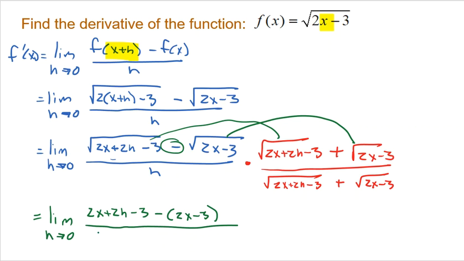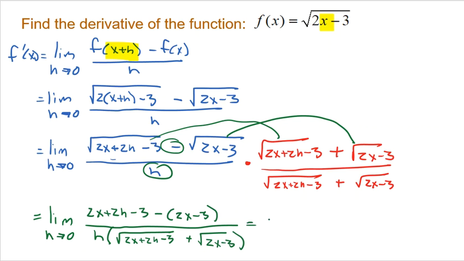And in the denominator, I have h, don't forget about that h, times, again, this is going to be ugly, but I got to write it. It's that conjugate, square root of 2x plus 2h minus 3 plus the square root of 2x minus 3. All right, now I'm running out of room here, so I'm going to come over here.